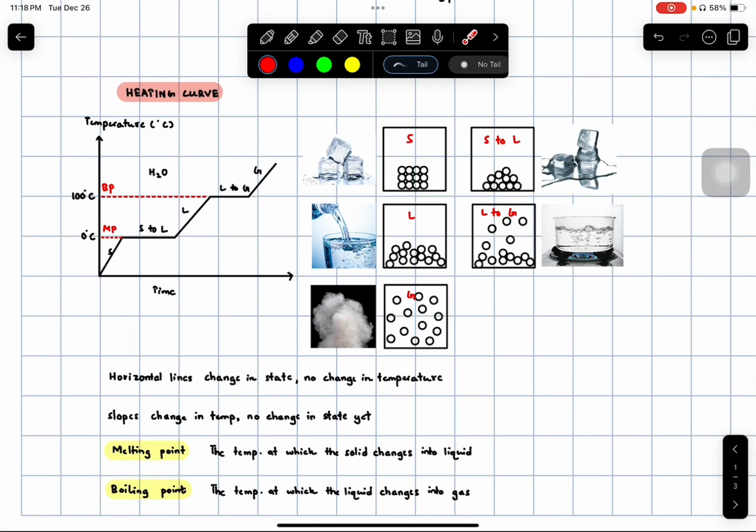One of the things that you have to be familiar with in the states of matter chapter is called the heating curve. The y-axis is the temperature and the x-axis is the time taken. For simplicity, we're going to use ice, water, and steam as example. From this diagram, we'll see how to interpret it.